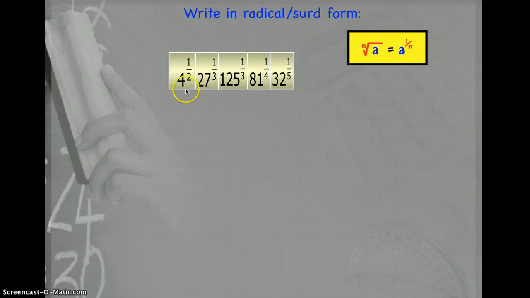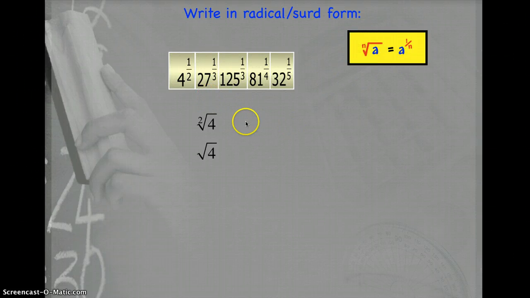Following this rule, we can write this as square root of 4. But you can still simplify this because you do not need to write the 2. This is the same as square root without the 2, because by default, if you don't see a number here, it means 2, it means square root. Now you can pause this video and then write everything else in radical or surd form. When you are ready, press the play button again and see if your answers are correct.